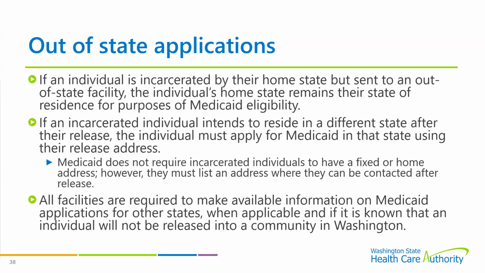If an incarcerated individual intends to reside in a different state after their release from a Washington carceral facility, the individual must apply for Medicaid in the state using their release mailing address. Medicaid does not require an incarcerated individual to have a fixed or home address, yet they must list an address where they can be contacted after release. All facilities are required to make available information on Medicaid applications for other states when applicable, and if it is known that an individual will not be released into a community in Washington. Next slide, please.